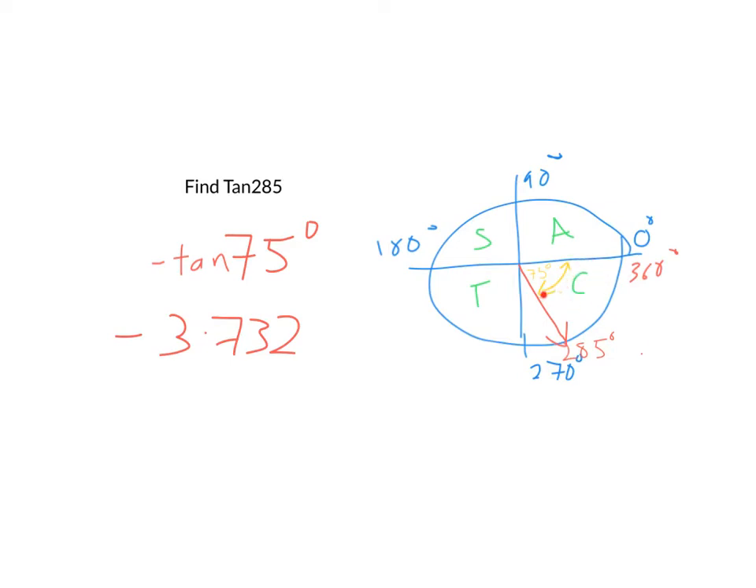And then I figured out what the angle was from the horizontal axis. In this case, it was 75 degrees. So I got my minus sign from the all students trust calculators, then tan of 75 degrees because that was the angle of the horizontal. I then solved it out, and this is my answer, minus 3.732.